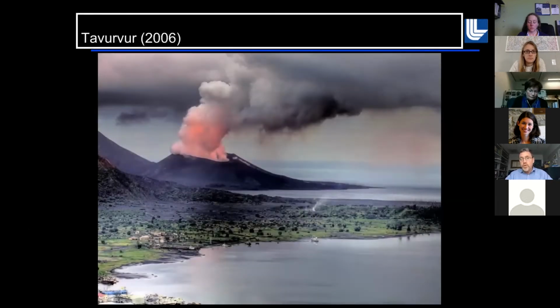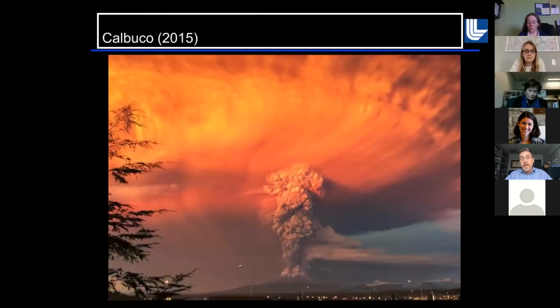This is just to show you that it's not only the big eruptions like Pinatubo that can influence the atmosphere, but even smaller eruptions. This is Tavurvur in Papua New Guinea, which can get volcanic material into the upper atmosphere and influence climate. And they're not only in the northern hemisphere. This is Calbuco in Argentina in 2015.